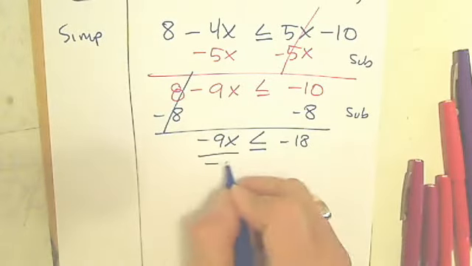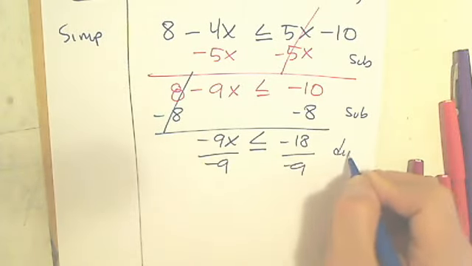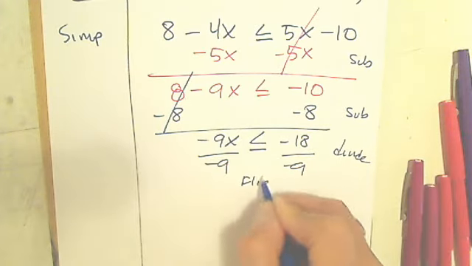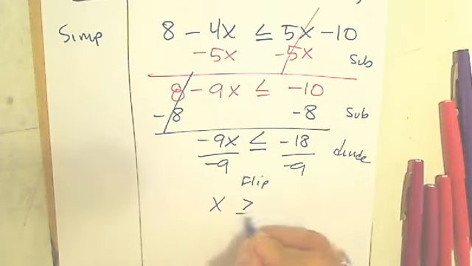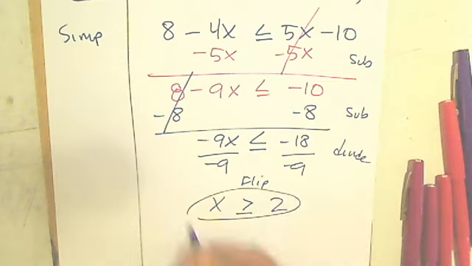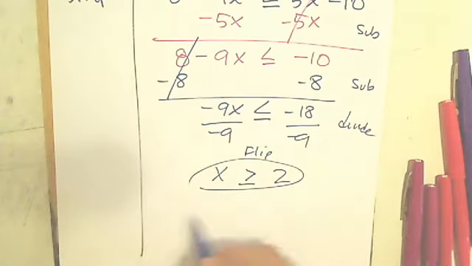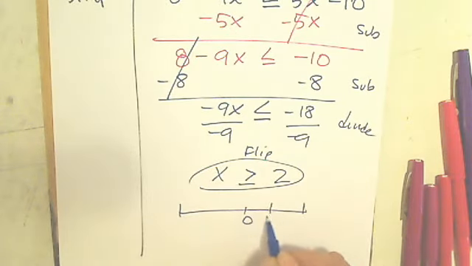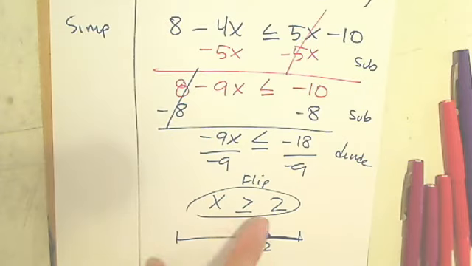When you divide by negative 9, the sign will flip once here. X is greater than or equal to 2. That's it. It is the same thing. It's just you're doing one more step than you need to. So again, it's a closed circle, shade to the right of 2. Questions?